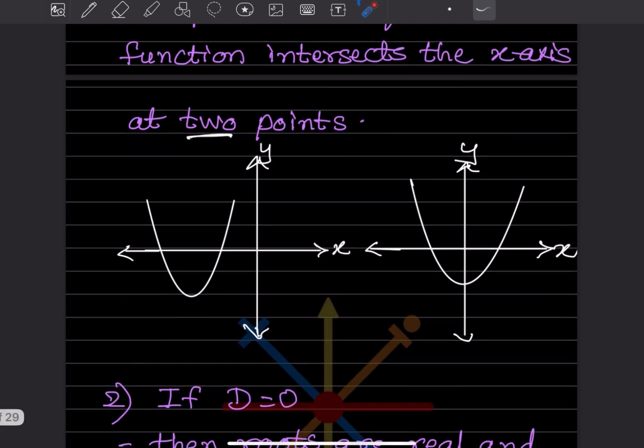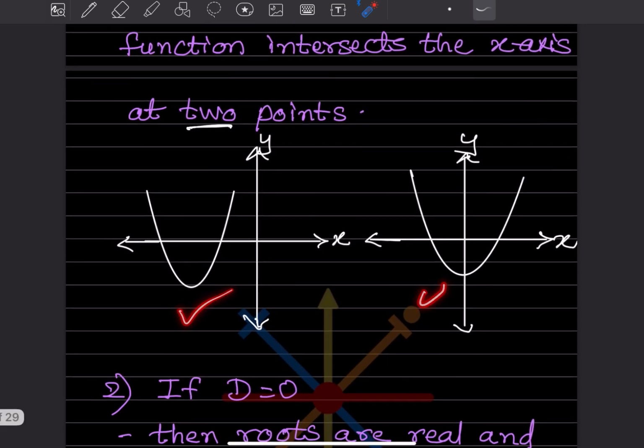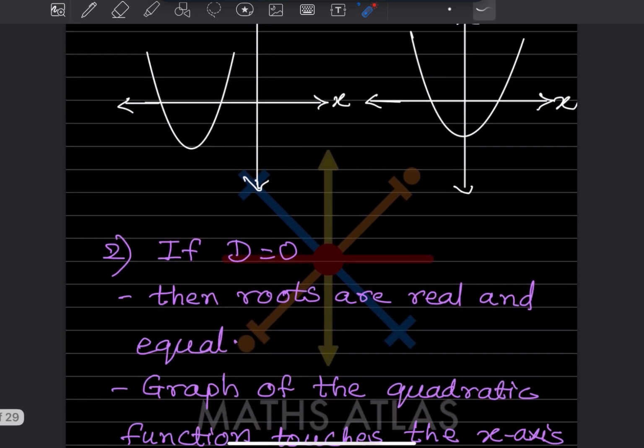Now see here, can you see this is the graph given? This is the x-axis. The graph is intersecting at 2 points, here and here. Again here also, it will be here and here. Whenever such a type is there, we can say that D is greater than 0.